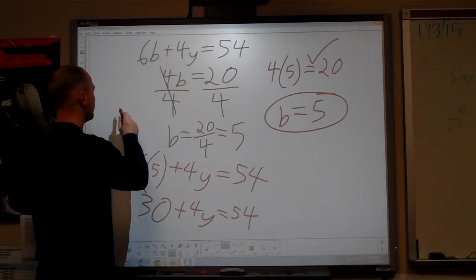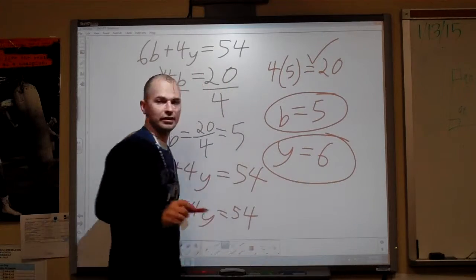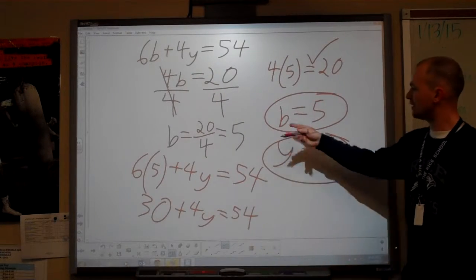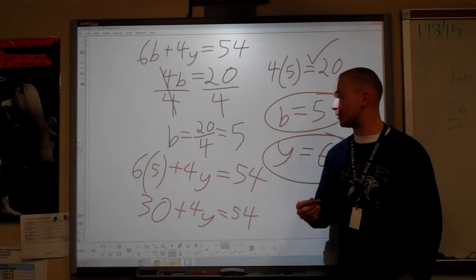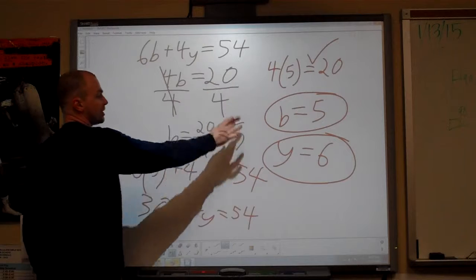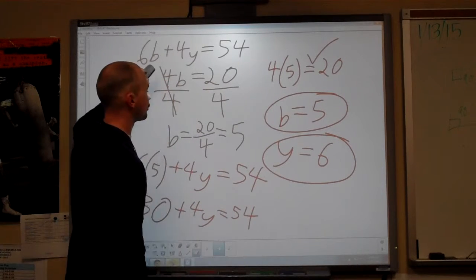Now I'm going to go back. So b equals 5, y equals 6. Each one of these problems is going to have 2 answers because we have 2 variables. These letters are what we call our variables. Now I'm going to go back to my original problem, and I'm going to substitute my values for b and my value for y and make sure it works.